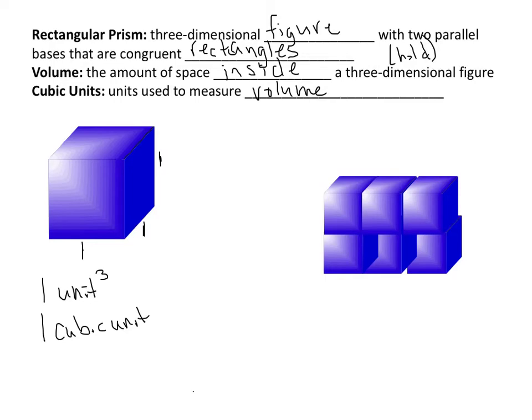Here we have 3 across the top, 3 across the bottom. So if you look, it's 3 across the bottom, 1 deep, and 2 high, or it holds 6 units cubed. And that's what the little 3 means, because it's three-dimensional.